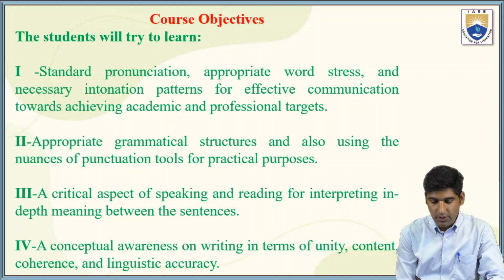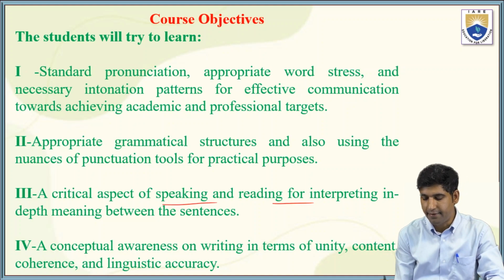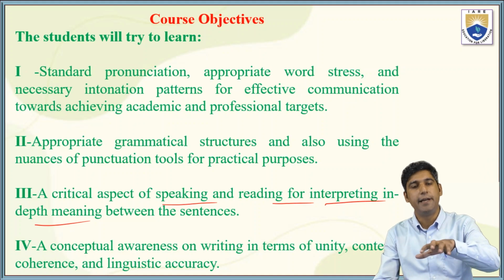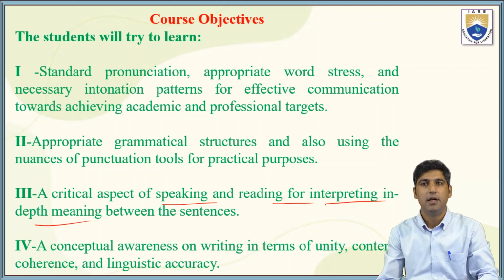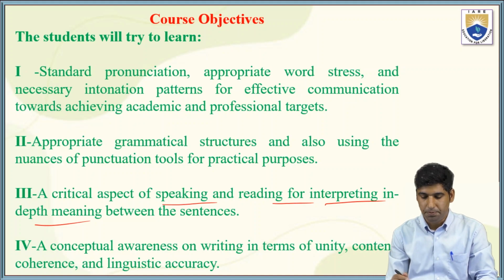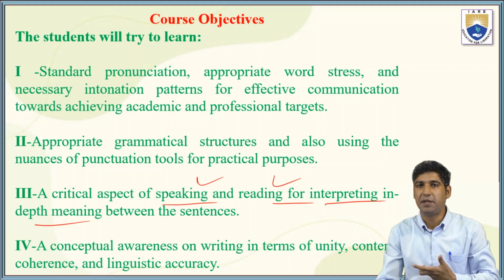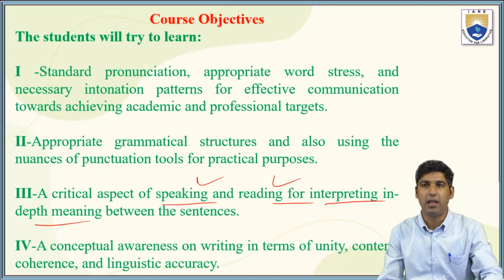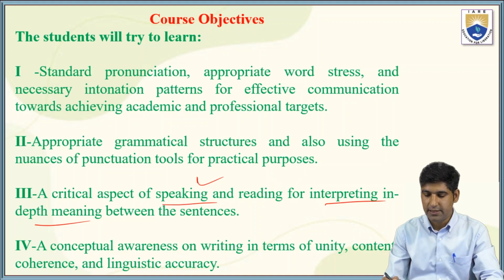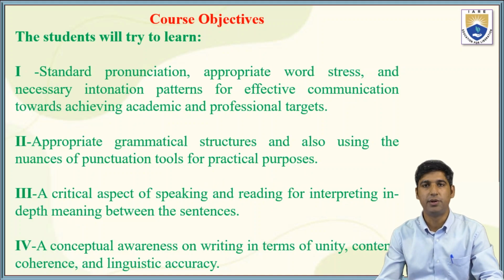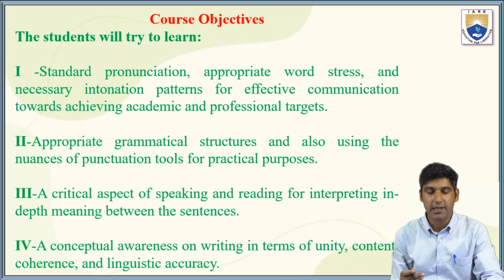Then there is a critical aspect of speaking and reading, for interpreting in-depth meaning between the sentences. In order to know the in-depth meaning between the sentences, a person should be able to speak and read critically. So that critical acumen for speaking and reading can be developed. This course assures its students that they can attain this critical acumen for both speaking and reading.